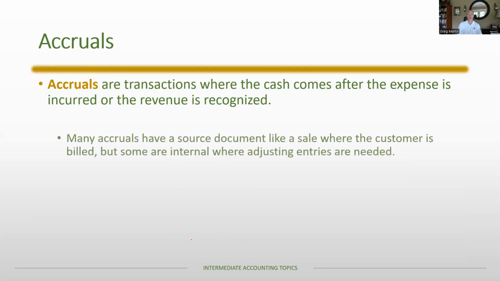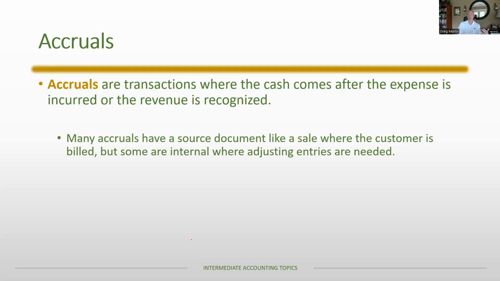Now, with most accruals, we already have a source document. It was part of our normal transaction. Like if I make a credit sale or I purchase something on credit, we've already kind of handled those. So accounts receivable and accounts payable, we've seen something like that. But that was still an external transaction. And so in that case, we really didn't have to make an adjusting entry because it was just part of our source document process, part of our external transactions.